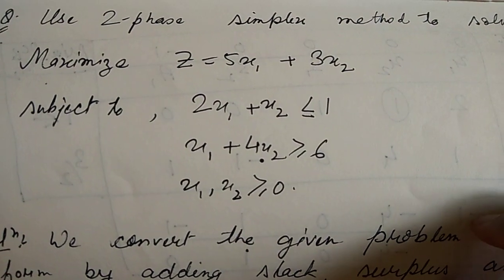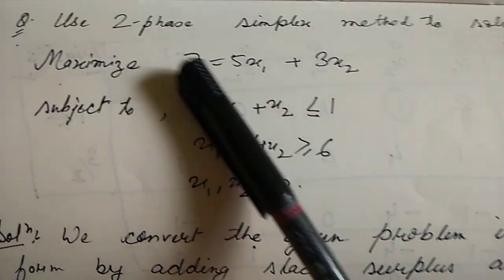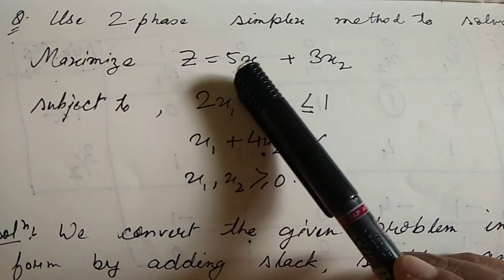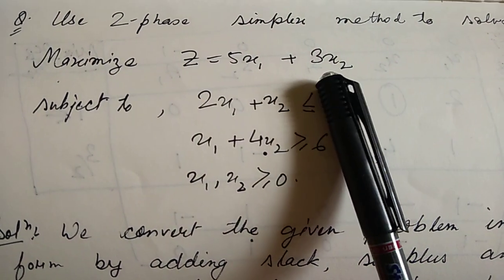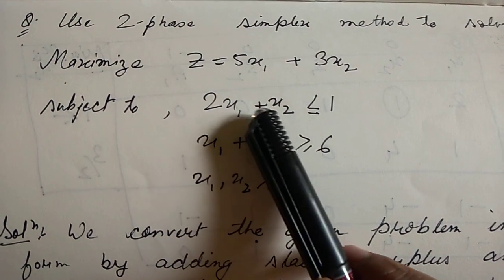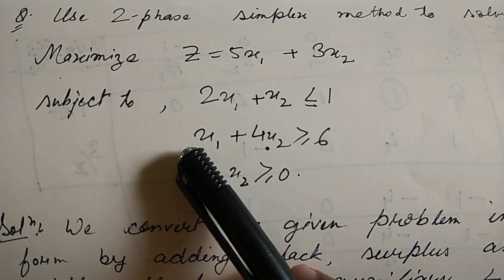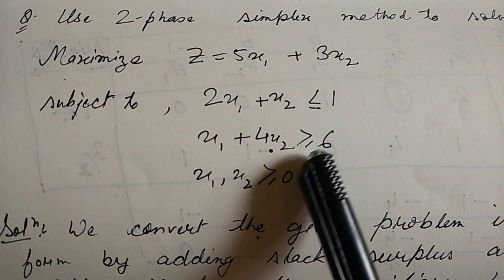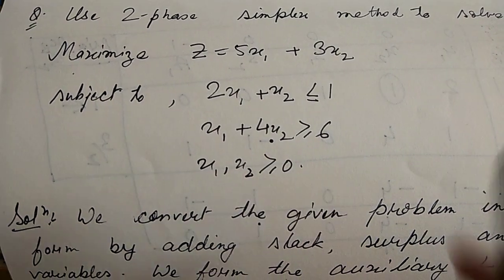Now this is the LPP that I have taken up, where we have to maximize the z function, 5x1 plus 3x2, subject to 2x1 plus x2 less than or equal to 1, x1 plus 4x2 greater than or equal to 6, and x1 and x2 greater than or equal to 0.